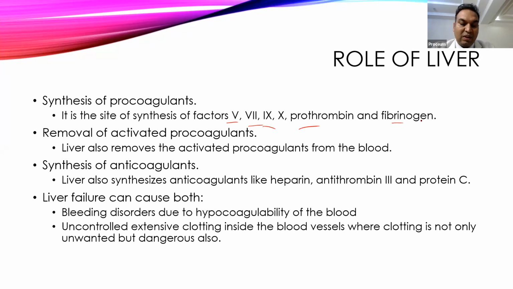So if there is a failure of the liver, it leads to decreased coagulability of the blood, and that is called hypocoagulable blood or bleeding disorder. And it can lead to uncontrolled bleeding from the various blood vessels in a liver disease, specifically liver cirrhosis.